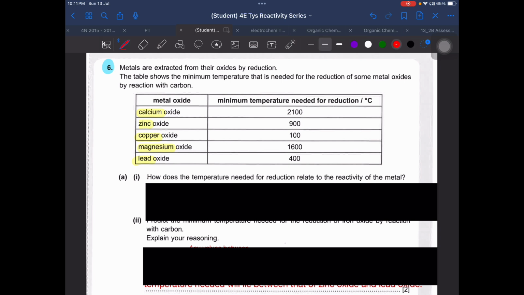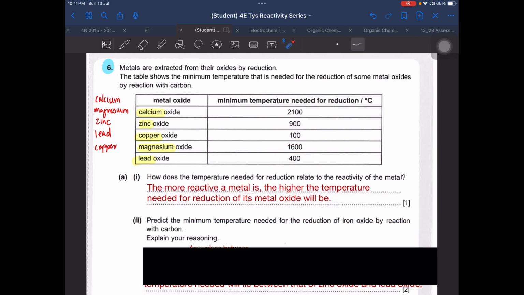So we do know that based on these metals, we can actually arrange them to see which one is the most reactive. Based on the metal, we know that calcium is the most reactive metal, followed by magnesium, followed by zinc, lead, and then copper. So in comparison, when you look at calcium, we know that the minimum temperature needed for reduction is 2100. Then you look at magnesium, it's 1600. So both are pretty high. If you go on to zinc, it's 900. You go on to lead, it's 400. And you go on to copper, it's 100. So you do see a trend.